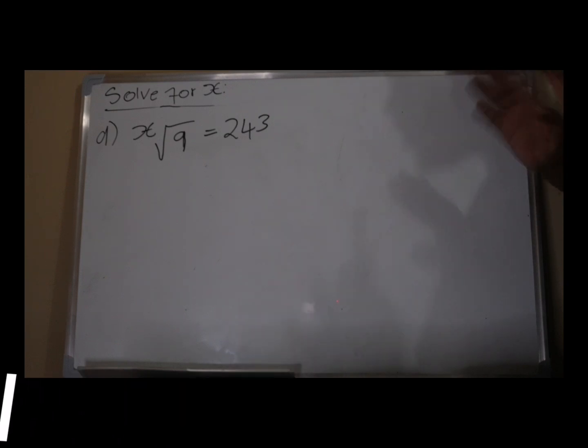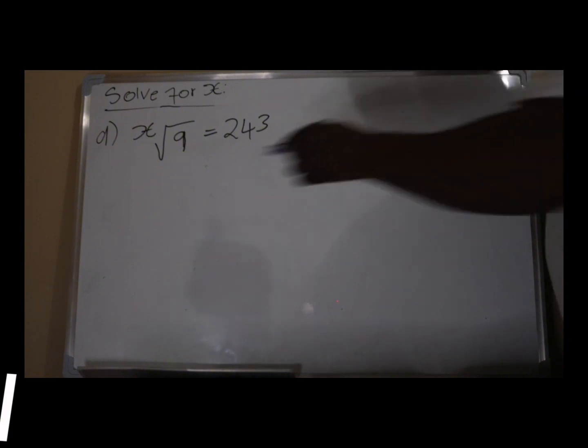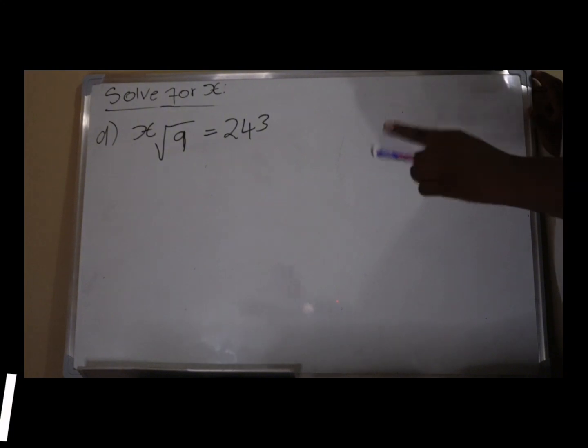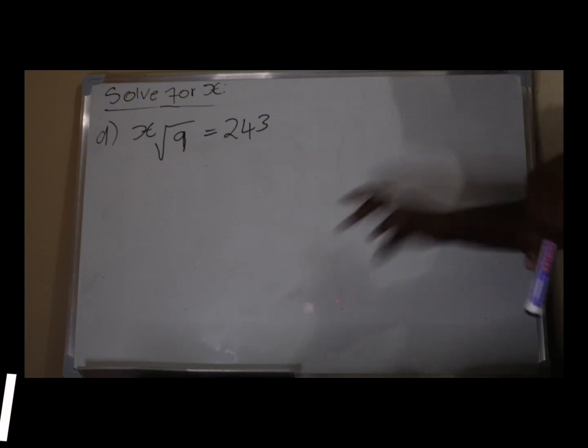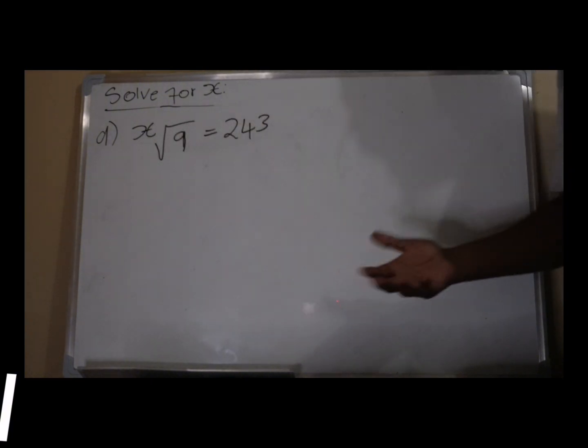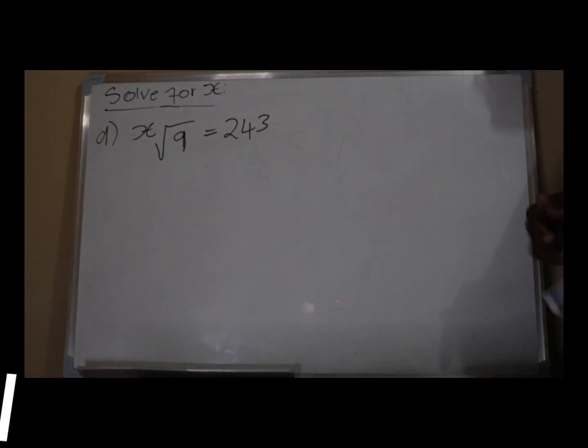I don't know anything about that, but it's an x root of 9. You don't have a right to say the square root of 9. It's not the same. This is the x root of 9, not the square root of 9. So you cannot say the square root of 9 is 3. You can't do that. You're going to get it wrong.